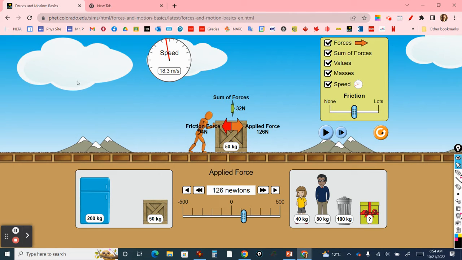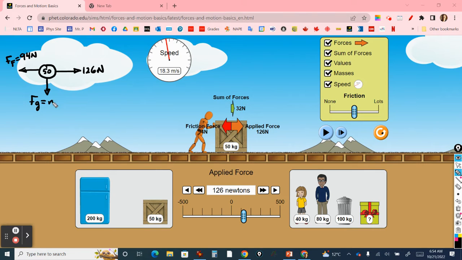I'm going to draw a free body diagram of the situation over here. So what we've got is our box, and that is 50 kilos. Going this way, we have an applied force of 126 newtons. And going that way, we have a friction force, and the friction force is 94 newtons. Now, going down, these two forces are going to cancel, but I'm going to put them in here anyway.